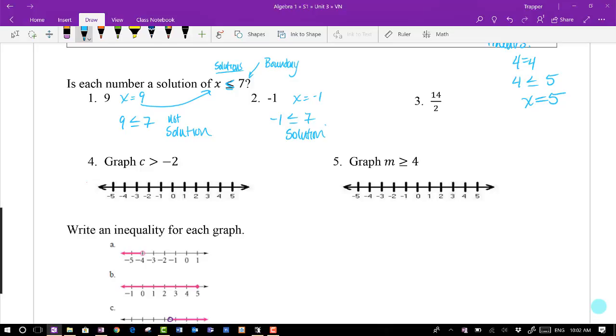Okay, let's check one more, 14/2. Yes, that is a fraction that can be reduced, but let's at least plug it in first. So is 14/2 less than or equal to 7? Well, let's transform it so it looks a little more clear. Is 7 less than 7? No, 7 is 7. But the equality statement makes this true. So it means that the solution is the boundary in this case.